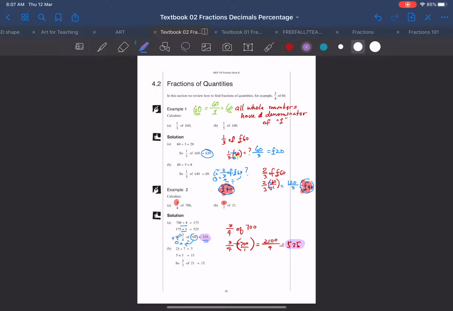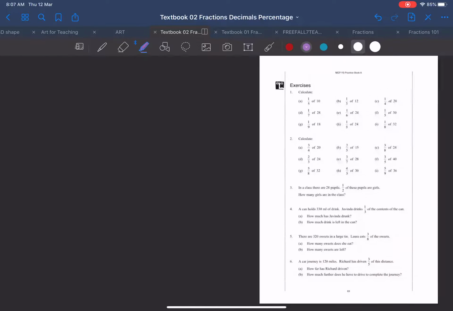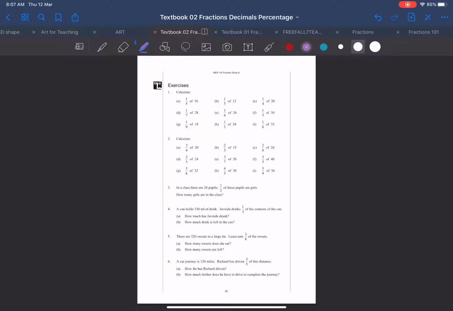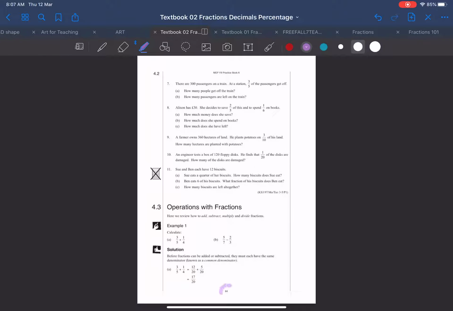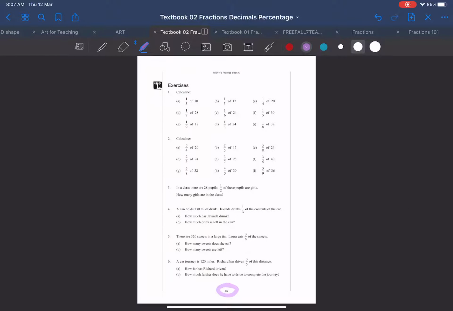For this, you will be doing page 63 and 64 only up to here. Do not do 4.3. Only page 1, question 1 to 11, pages 63 and 64.